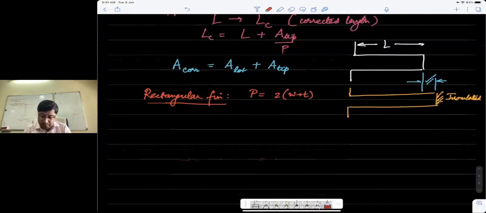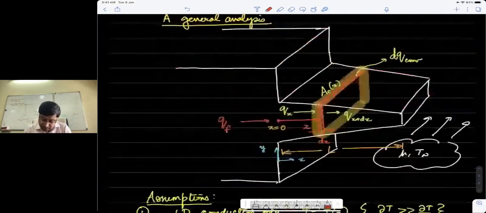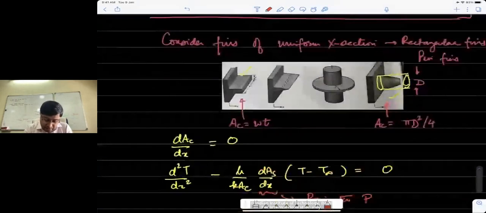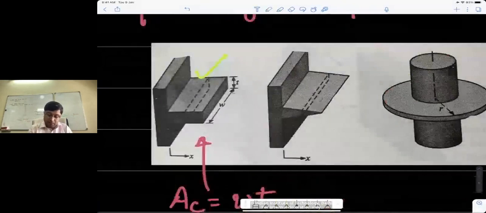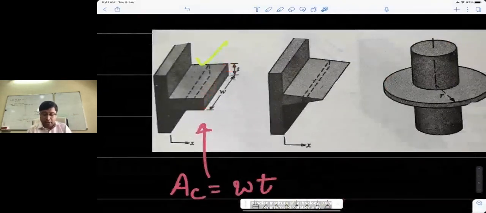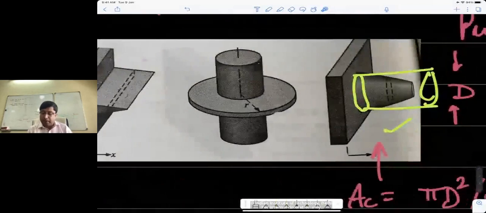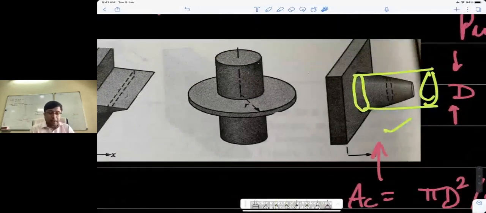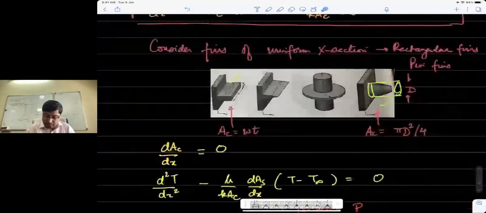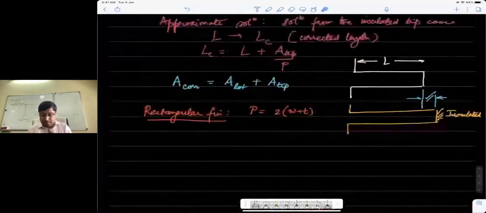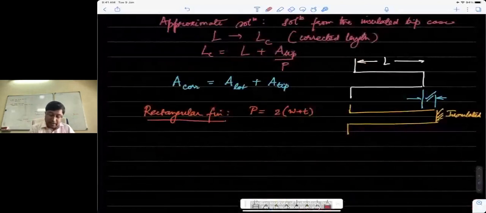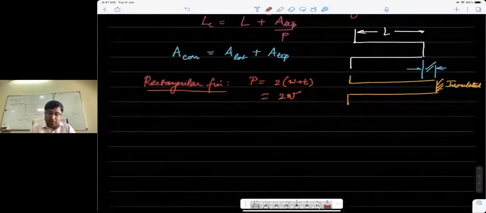If you see, let me show this picture again. Yeah, so you see this picture. So the perimeter would be W plus T plus W plus T, so that becomes 2 times W plus T. Okay. Or if you look at a straight fin of this type, a pin fin, then the perimeter becomes just the circumference, which is pi into d. So for a rectangular fin, P is 2 times W plus T, and typically these fins are made in such a way that the thickness is much smaller as compared to the width. So this is approximately 2W only. These are thin fins, and I'll talk to you very soon about why they are thin.